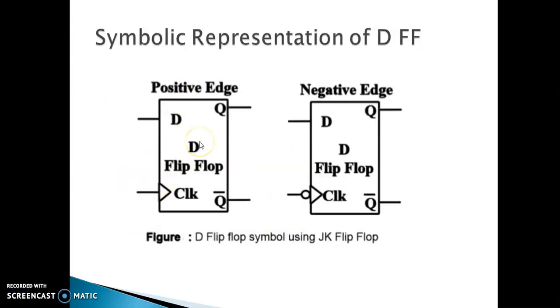See, this is a symbolic representation of the D flip-flop. The first diagram is for the positive edge trigger clock, whereas the second diagram is for the negative edge trigger clock. If you look at this diagram, there is one input, that is D, whereas there are two outputs, that is Q and Q bar, which are complementary to each other.